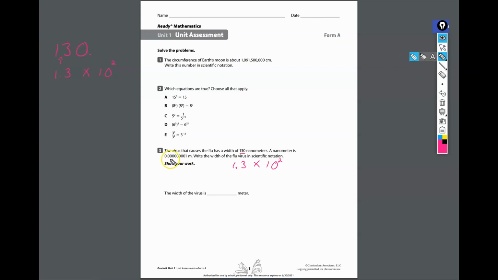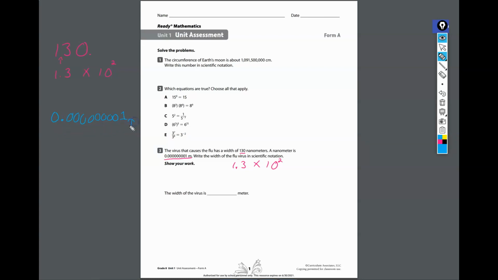Then I'm going to take this very small number, which is the length of the nanometer. How many zeros is that? Let's count the zeros between the decimal. 1, 2, 3, 4, 5, 6, 7, 8. And so this is a very small number, but I can still change it into scientific notation.